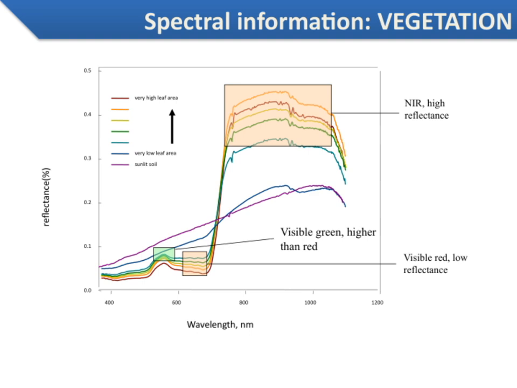The next part of the slide illustrates the impact of leaf area on spectral reflectance. With very low leaf area, the reflectance pattern resembles soil, while with very high leaf area, the vegetation's spectral signature becomes more pronounced. The graphs at the bottom show how reflectance percentage varies across wavelengths, with the y-axis representing reflectance and the x-axis showing wavelength in nanometers.